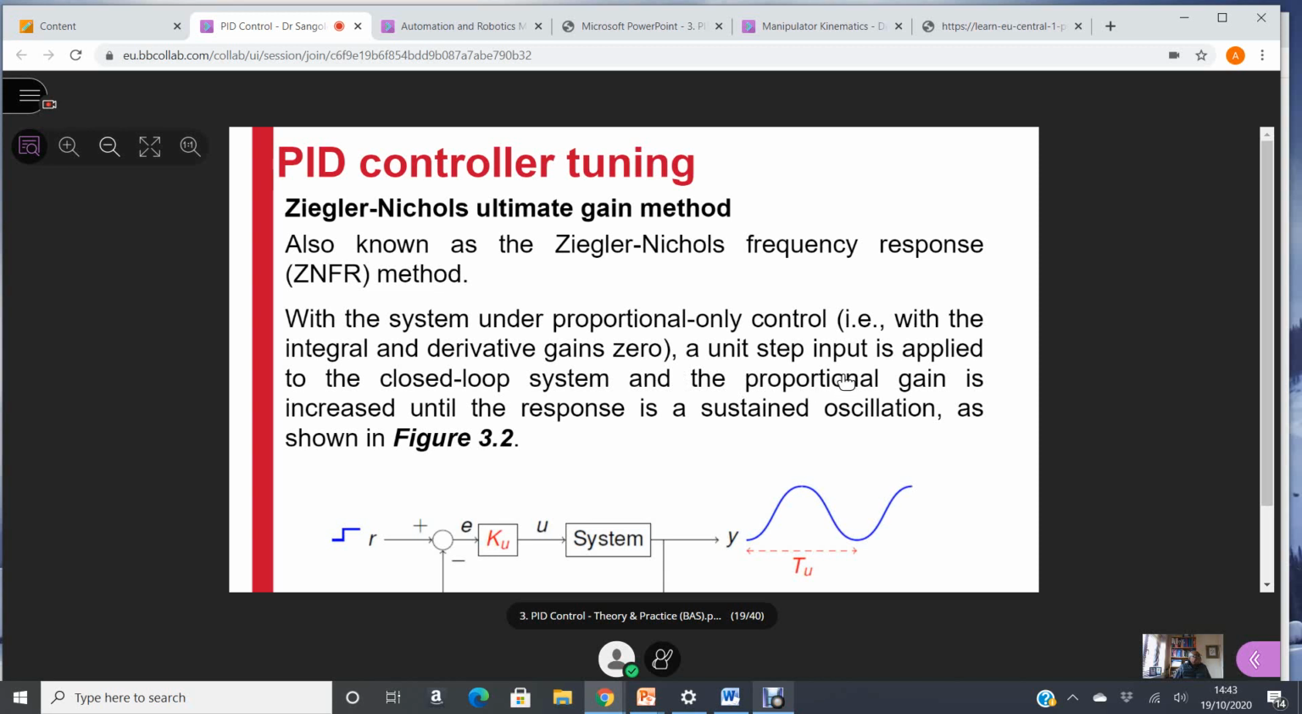Then you increase the proportional gain in the controller until you get a sinusoidal output. So you get sustained oscillation in the output response. The input is a step input. The output, when you have the ultimate gain, will be a sinusoidal output. That sinusoidal output will have a period, TU, and the gain which causes that sinusoidal oscillation, KU, is the ultimate gain. And that's the name, ultimate gain test.